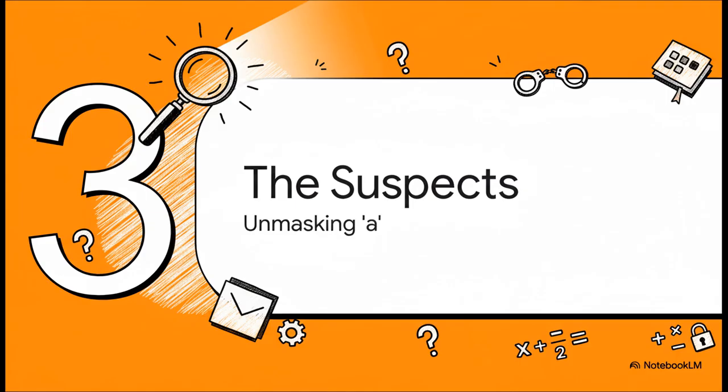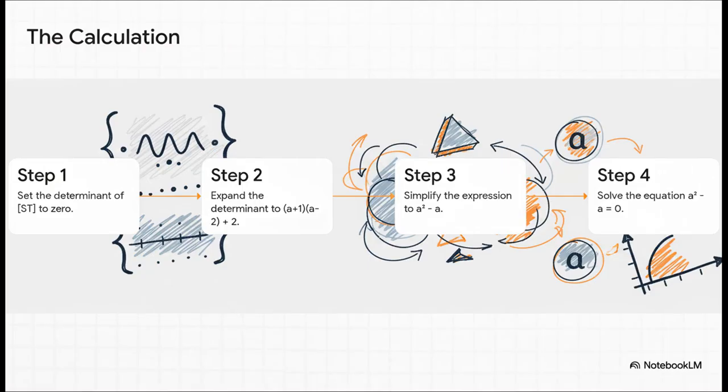Okay, so now we have our weapon, the determinant, and it is time to use it. By setting the determinant of matrix ST to 0, we can finally figure out which values of A could be responsible. Let's unmask our suspects. So, we take the determinant of matrix ST, and we set it to 0. When you expand it all out, and don't worry, we'll spare you the gritty details, it simplifies beautifully into this very clean quadratic equation, a squared minus a equals 0. And solving that is pretty straightforward. It gives us two possible values for A, our two main suspects in this case: A equals 0 and A equals 1. But the big question is, which one is the true culprit?